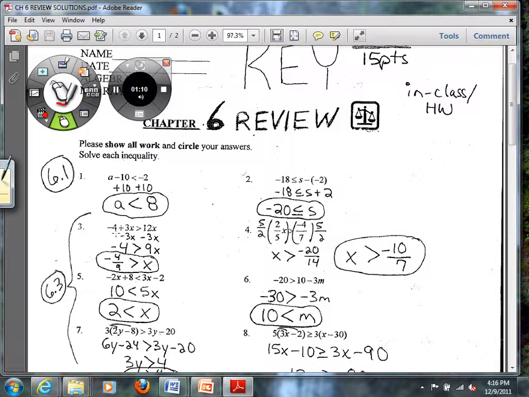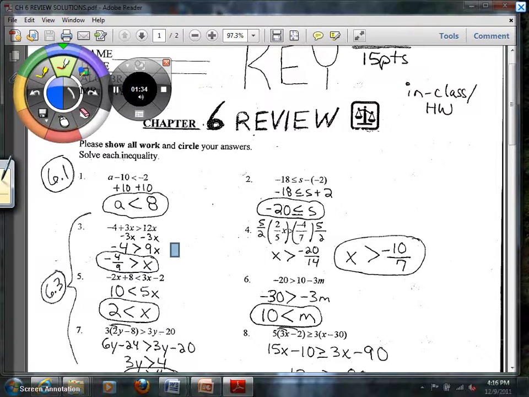And then number 3, what you want to do is subtract 3x from each side. And so if you do that, that'll be 9x right here, and then these cancel out. So that's negative 4, and then you divide by 9. So that's negative 4/9 is greater than x. Or you can say that x is less than negative 4/9 as well.